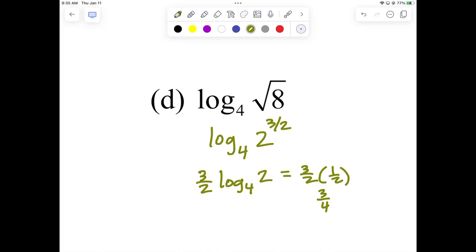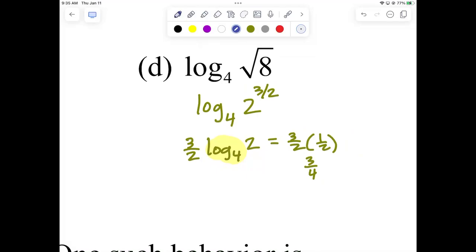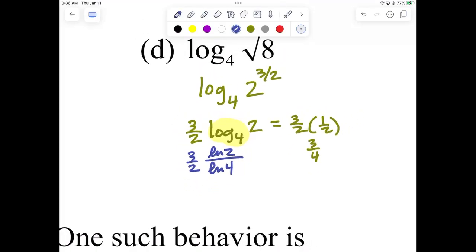But if I wanted to use the fact that the natural log of 2 is about 0.7, what could I do to change the base from log base 4 to log base e? If I wanted to change the base, the change of base formula. Yeah, let's try that. Let's see if we get something that's close to 3/4. This is just now a little activity here. This would be the natural log of 2 over the natural log of 4, which is now the same as 3/2 natural log of 2 over the natural log of 2 squared.